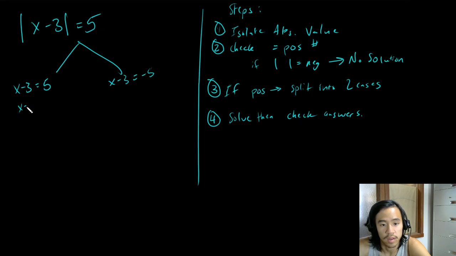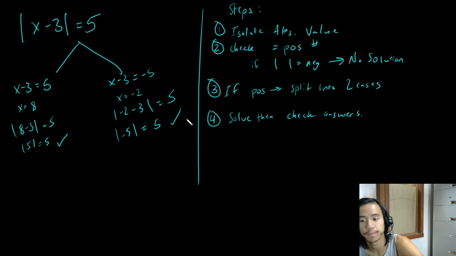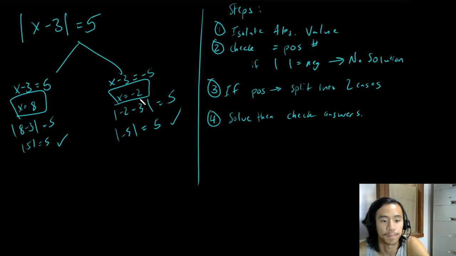So add 3 on both sides, and you get x equals 8. Add 3 on both sides, you get x is equal to negative 2. So let's go ahead and plug these in and see if they're right. So 8 minus 3 equals 5. Is this true? Well, the absolute value of 5 is 5, so this is good. And if you plug in negative 2, well, negative 2 minus 3, that's negative 5. The absolute value of negative 5 is 5, so this is also true. So these are our two solutions, x equals 8 and x equals negative 2.